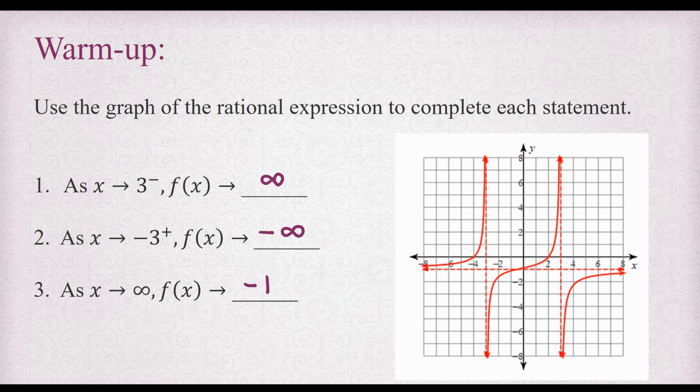All right, hopefully you should have gotten that as x approaches 3 from the left, f of x is heading towards positive infinity. As x is approaching negative 3 from the right, f of x is approaching negative infinity. And as x is approaching infinity, f of x is approaching negative 1.